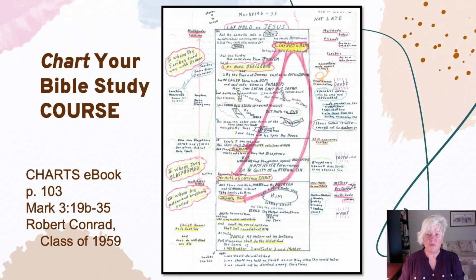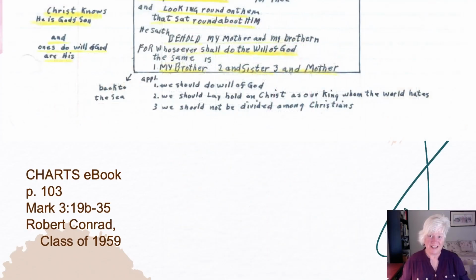This one is on page 103, a study of Mark 3:19b-35. Do you recall from the first video that we took a brief look at the oldest charts in the charts ebook? This is one of them from Robert Conrad in the class of 1959. That was 63 years ago. Robert's applications at the bottom read, We should do the will of God. We should lay hold on Christ as our King, whom the world hates. We should not be divided among Christians.